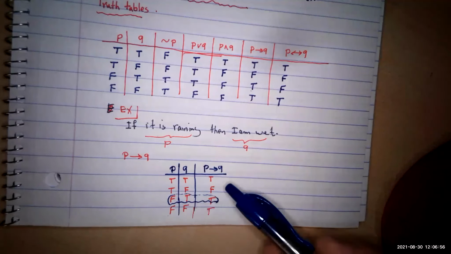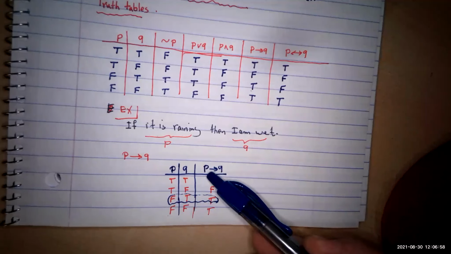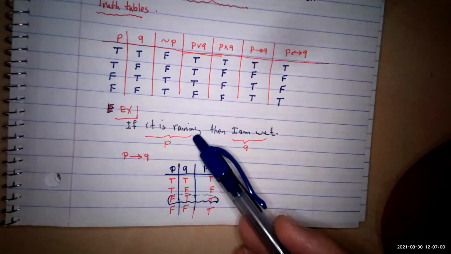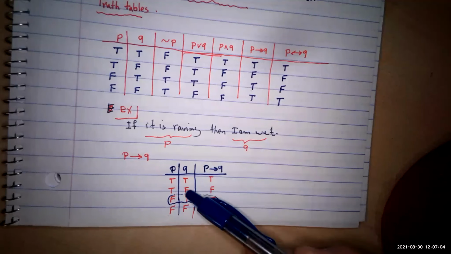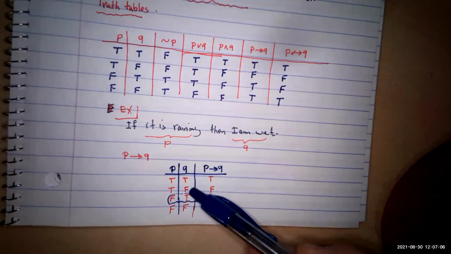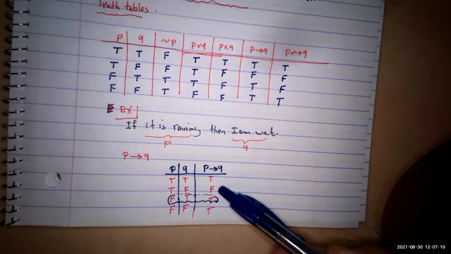Now look at the second row, where the first one is true. This means it's raining, and you must get wet. But it's raining and you didn't get wet. This means you didn't follow the rules. That's why it's false.